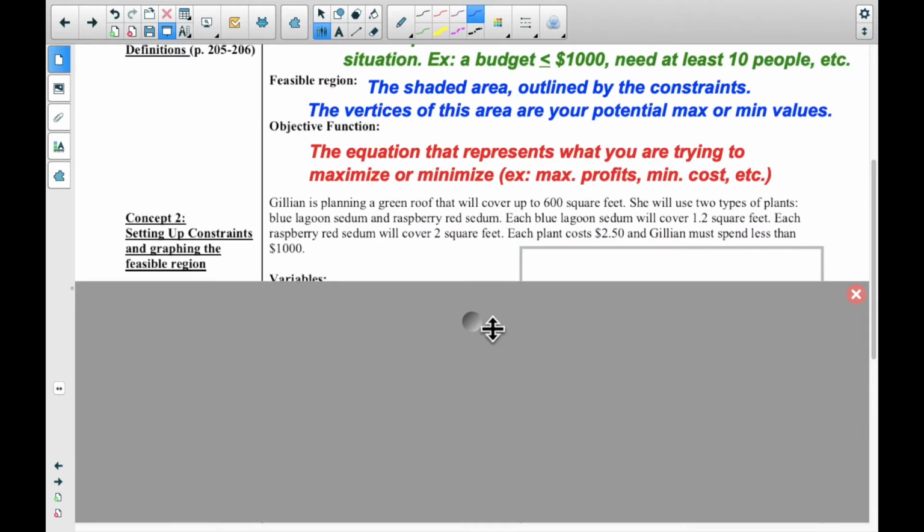Okay, I have an example here of a situation that might actually occur. This person, Gillian, is planning a green roof that will cover up to 600 square feet. She will use two types of plants, blue lagoon sedum and raspberry red sedum. Each blue lagoon sedum will cover 1.2 square feet. Each raspberry red sedum will cover 2 square feet. Each plant costs $2.50, and she must spend less than $1,000. We need to read through this problem and decide what our variables are, what our constraints are, and what our objective function is, and break it down.